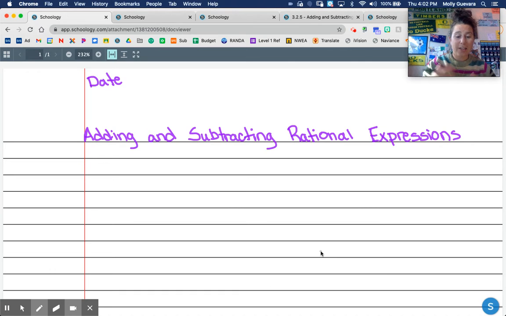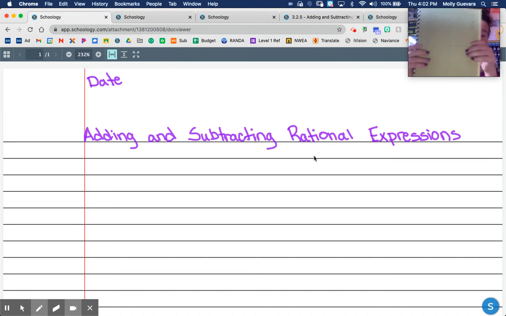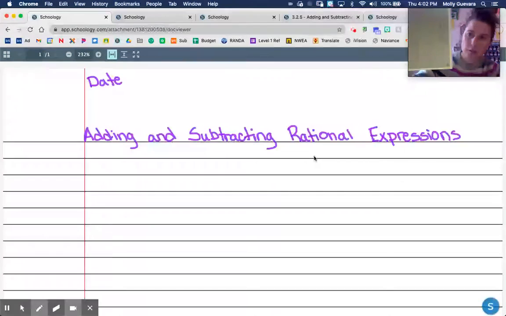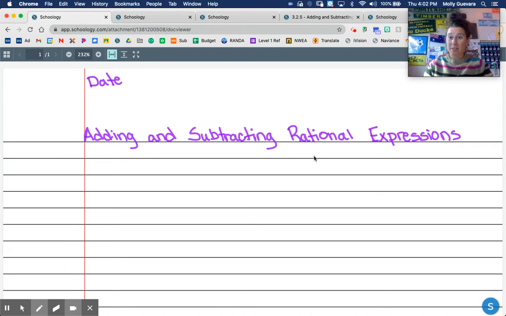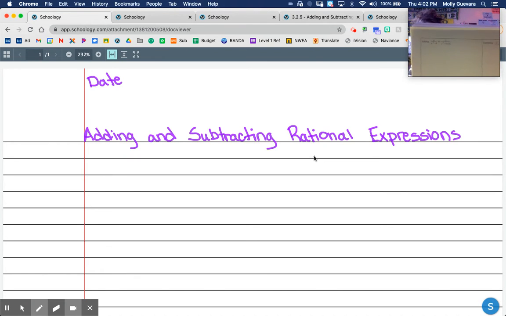So again, in your notebook, make sure you get today's date and the title of the notes, which is adding and subtracting rational expressions. Once you have that in, we are doing this yellow foldable today in the packet. Could be on page 4, maybe it's a different page if you have a different packet, but it's this yellow one that has adding and subtracting on it.